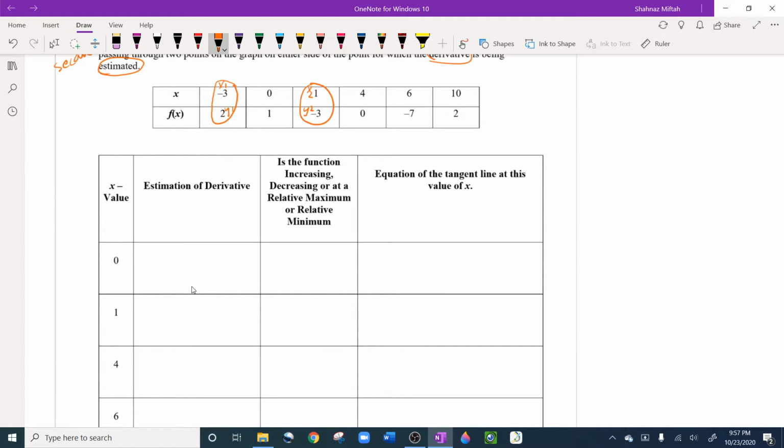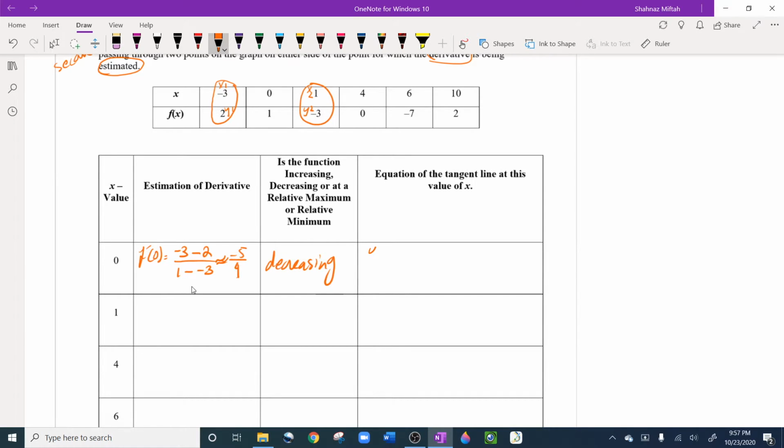But like I said, we are going to use f of b minus f of a. So y2 is my -3 minus 2, y1. x2 is 1 minus -3. So my answer is -5 over 4. And that's the estimation. Done. Is the function increasing? No, it's decreasing because my slope is negative.